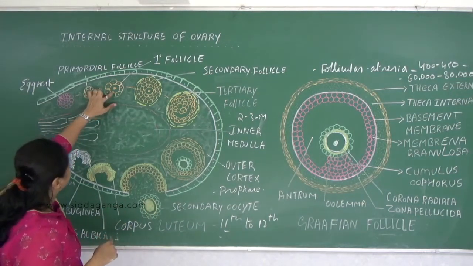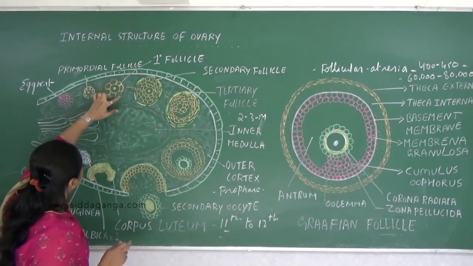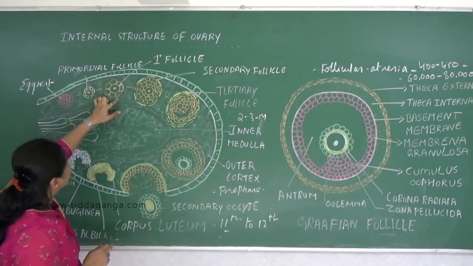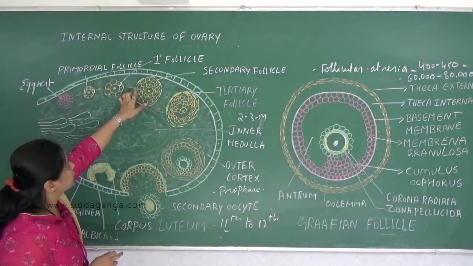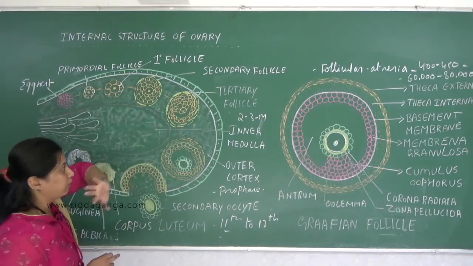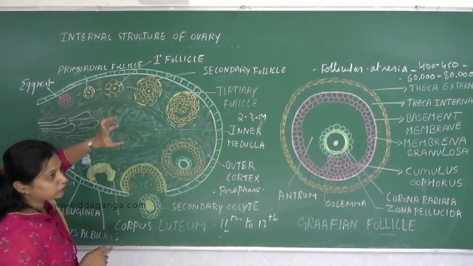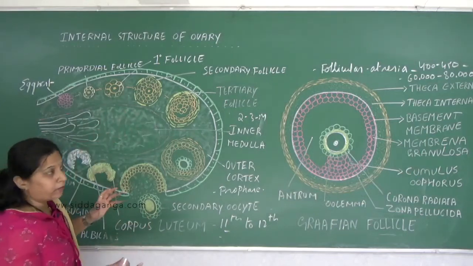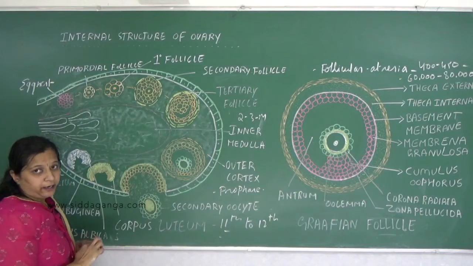Initially the primary follicle has a primary oocyte surrounded by a single layer of granulosa cells. This primary follicle will grow and develop into a secondary follicle. Because of which hormone? FSH hormone. Here the granulosa cells surrounding the primary oocyte proliferate, multiply and increase in number and become more layers of granulosa cells.